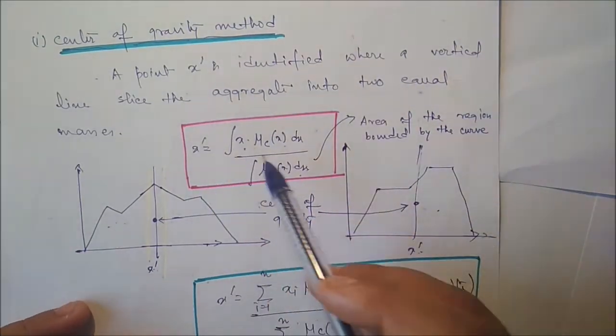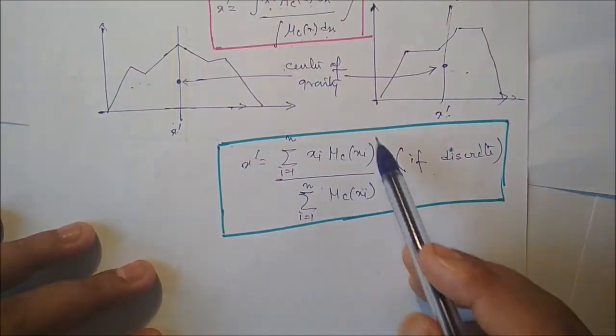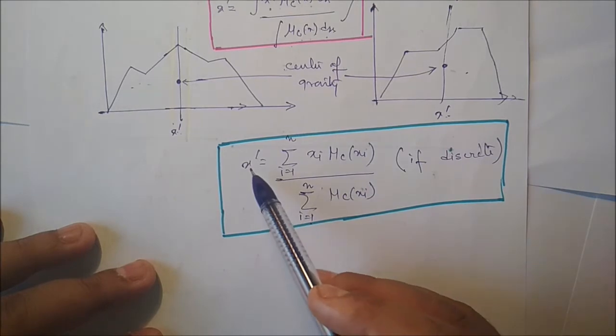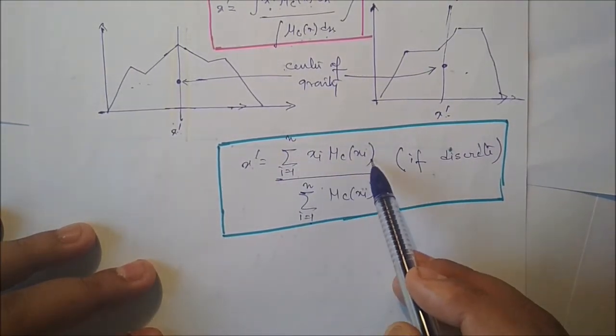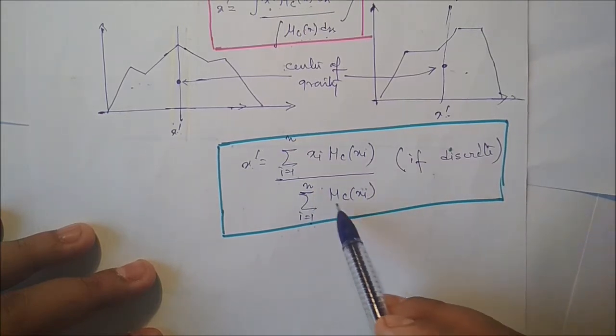That is if it is a continuous function. If it is discrete, we can apply this particular formula: x dash is equal to summation from i equal to 1 to n of xi mu c xi divided by summation from i equal to 1 to n of mu c xi.